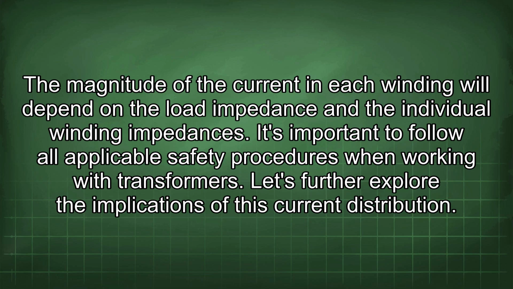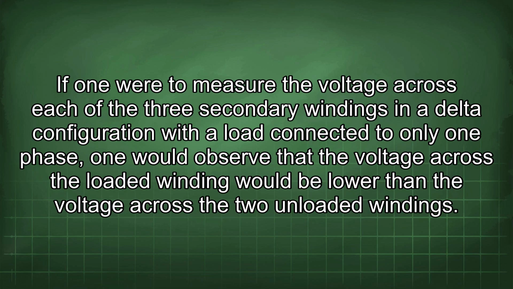Let's further explore the implications of this current distribution. If one were to measure the voltage across each of the three secondary windings in a delta configuration with the load connected to only one phase, one would observe that the voltage across the loaded winding would be lower than the voltage across the two unloaded windings.